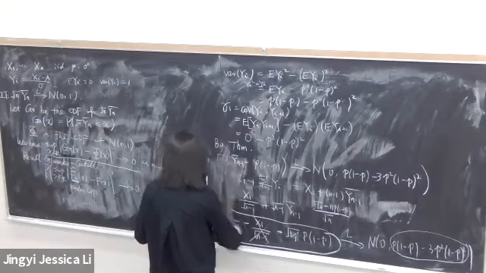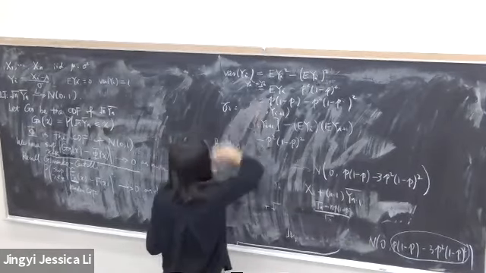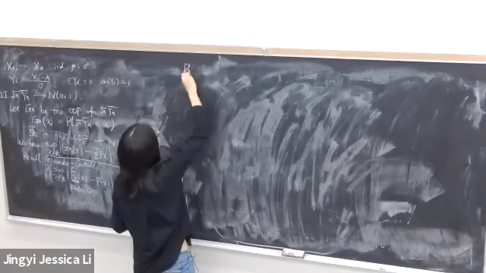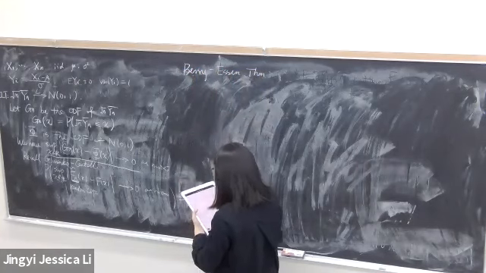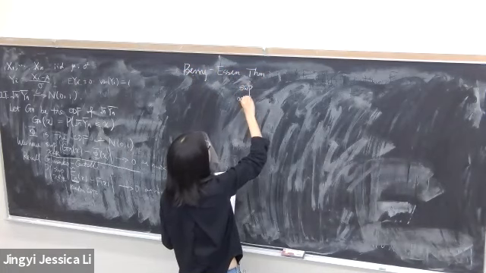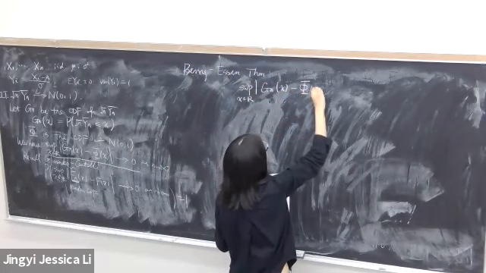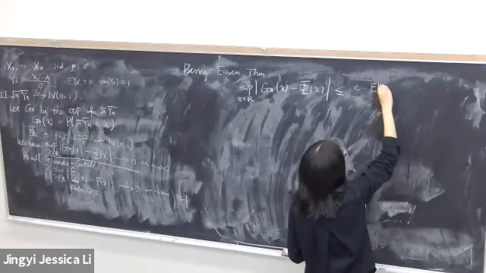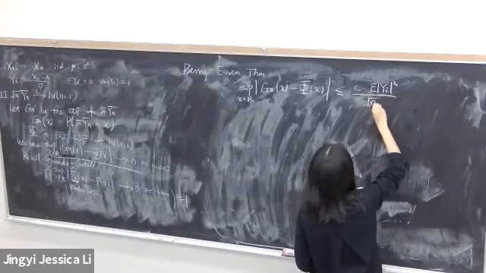Berry-Esseen. What this says is that the sup of the absolute difference between G_n(x) and big Phi(x) is bounded by some constant times the absolute third moment, divided by root n. So this is the key.